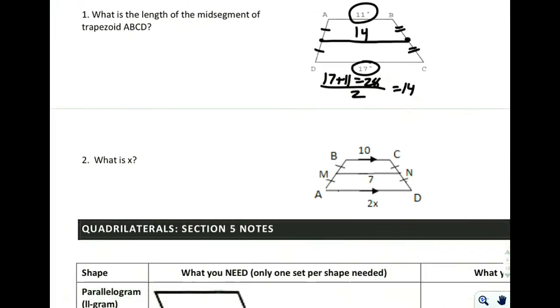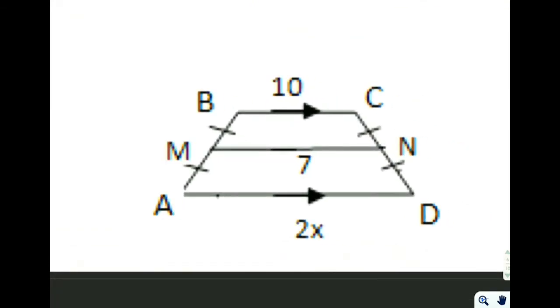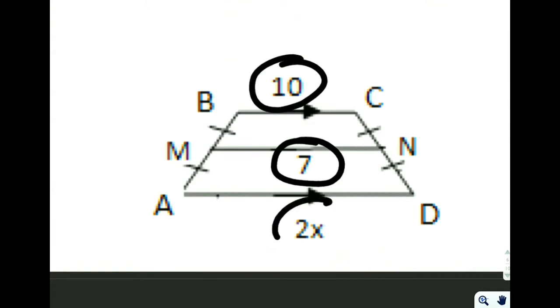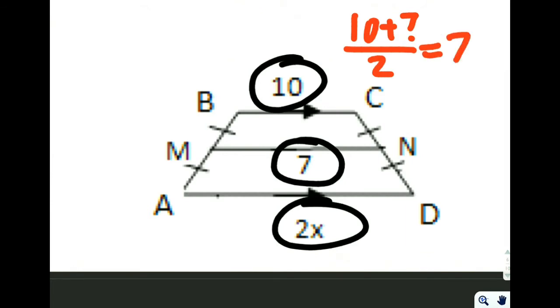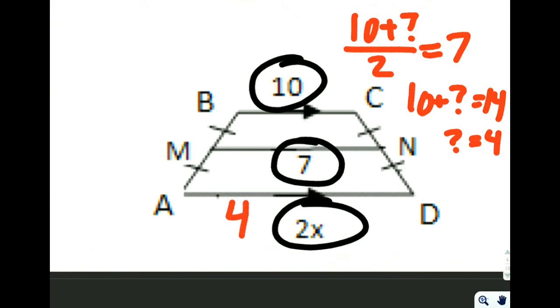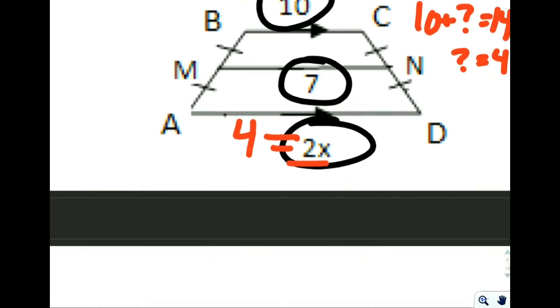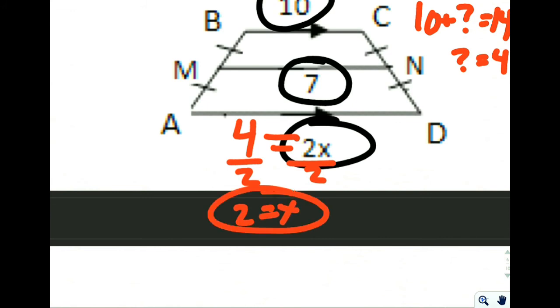Last one here, we're trying to find what x is. And we know that 7 is the average of 10 and something. Now there's a couple ways to go about it. I'm going to show you both ways real quick. The way I would probably do it is say 10 plus what, divided by 2, is equal to 7. Well, I multiply both sides by 2 and I get 10 plus what equals 14. Take away my 10 and I get my mystery is 4. So I know that this base overall is going to be 4. I can then set that equal to 2x, and I can divide both parts by 2, and I end up getting that x is equal to 2. So that's one way I could do it.